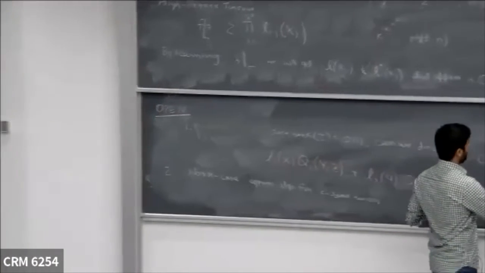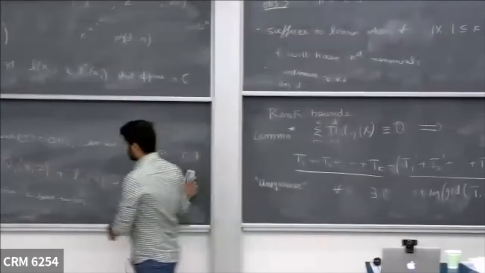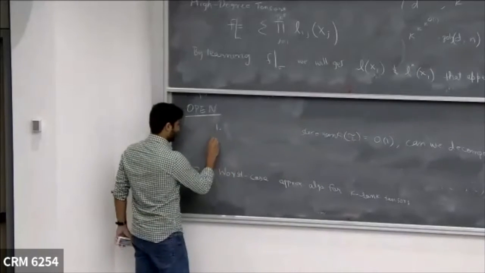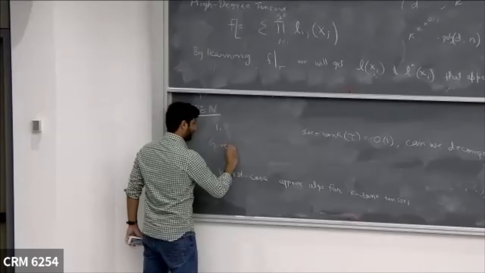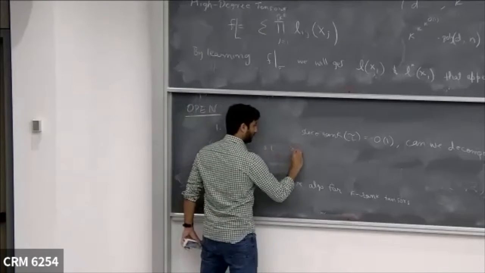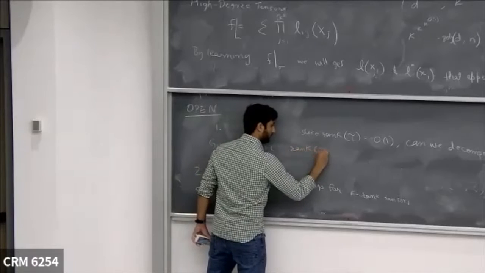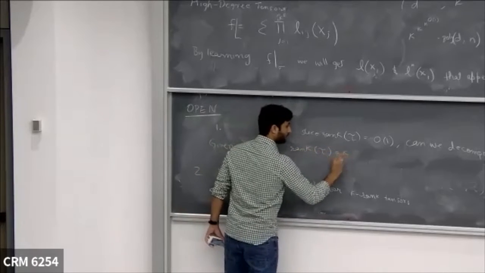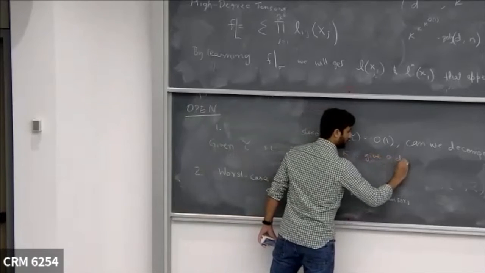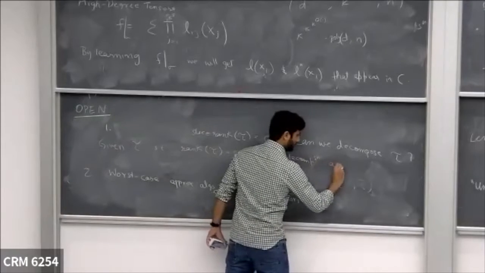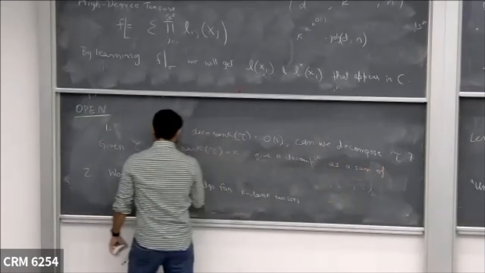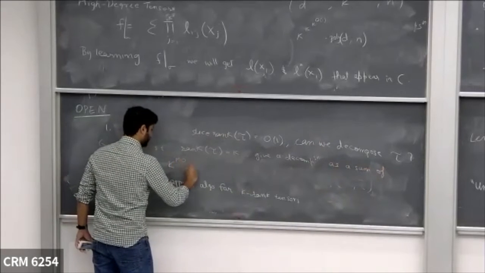Okay, let me maybe rub this. So given tau such that the rank of tau is k, give a decomposition as a sum of whatever, k to the 100 rank 1 tensors.